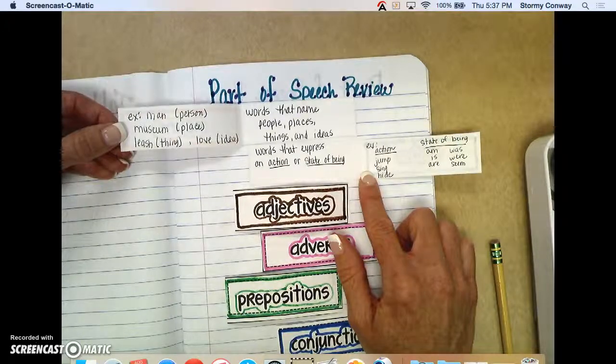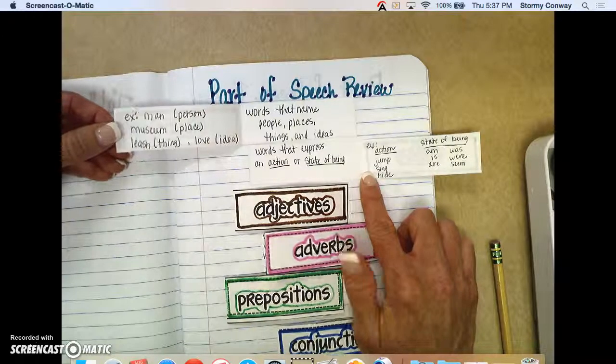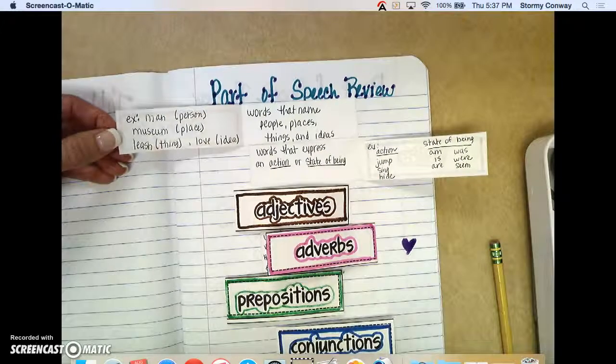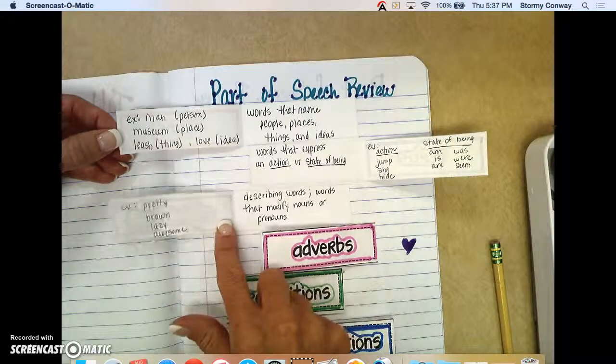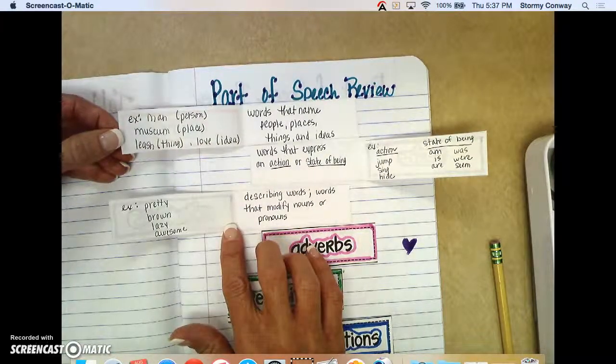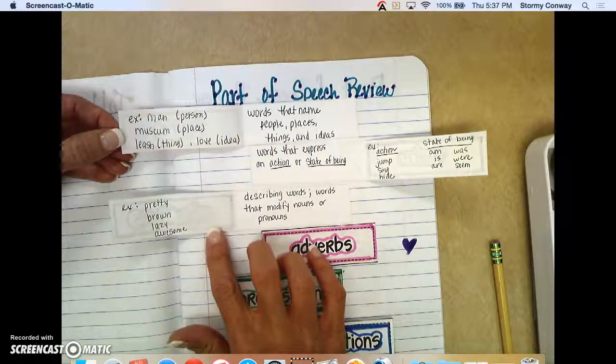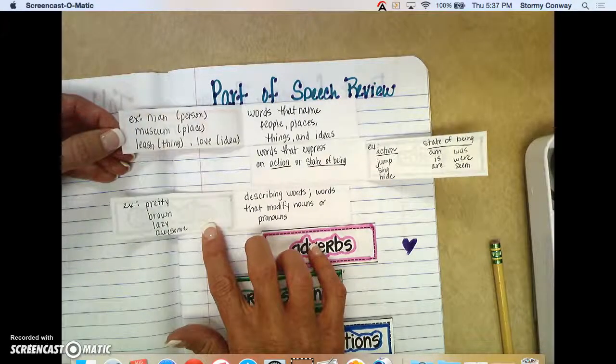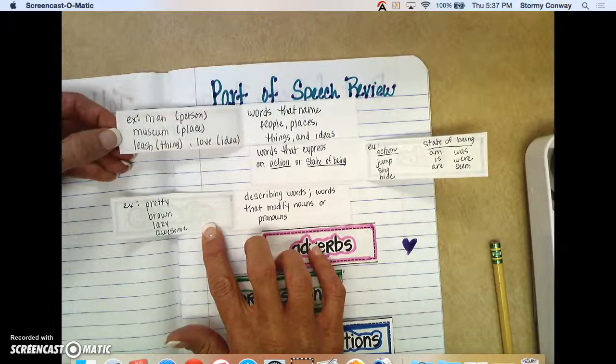State of being verbs, although there are several, I just named 6. Am, is, are, was, were, and seen. State of being verbs are just like linking verbs. The next part of speech would be adjectives. Now, adjectives are describing words, words that modify nouns or pronouns. If we did not have adjectives, we'd have a really hard time trying to find things, such as my dog.